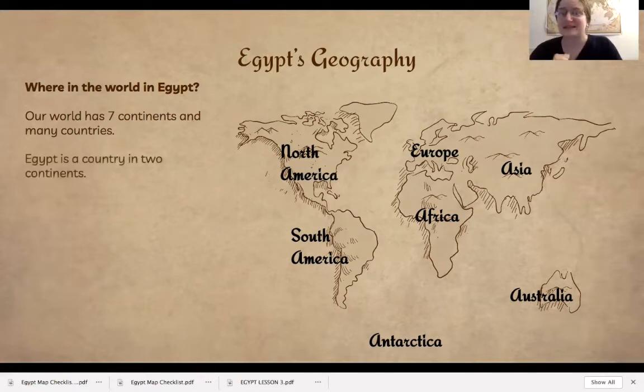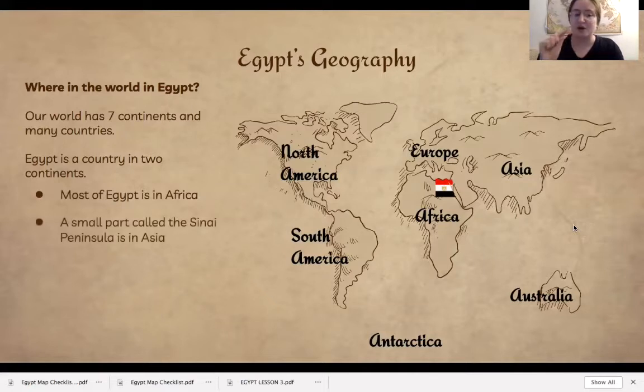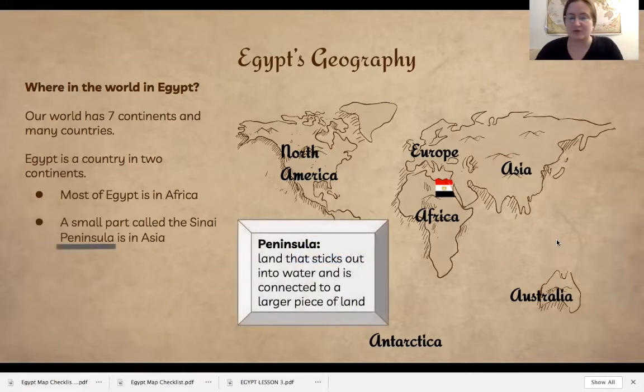Anyway, back to Egypt. Egypt is a country that's actually in 2 continents. So here's where Egypt is. I put a little flag on it. Egypt mostly is in Africa, but then there's a small part called the Sinai Peninsula that's in Asia. You can kind of see it over here. Now you might be wondering, what is a peninsula? A peninsula is land that sticks out into the water and is connected to a larger piece of land. So that's where it is, right over here.